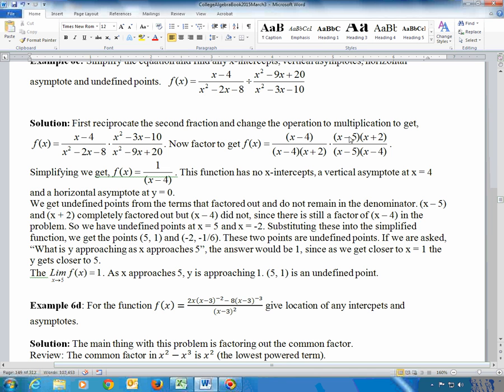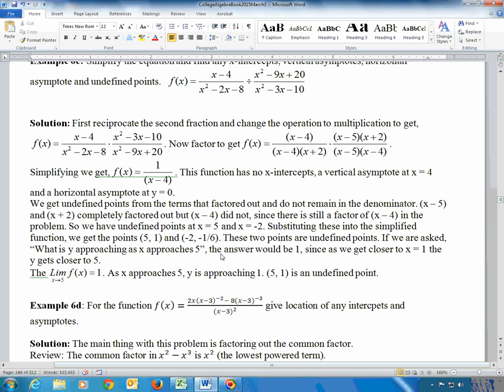X plus 2 is crossed off. The x minus 5 is crossed off. So you just have this. So this function has no x-intercepts because there's no x's on the top. Has a vertical asymptote at x equals 4 because that was what makes the denominator still equal 0. You don't get any undefined point from the x minus 4 because I know it canceled off, but there's still one that remained on the bottom.